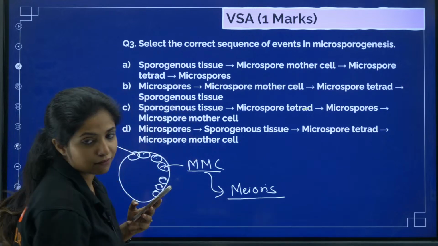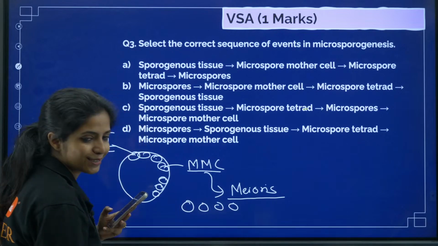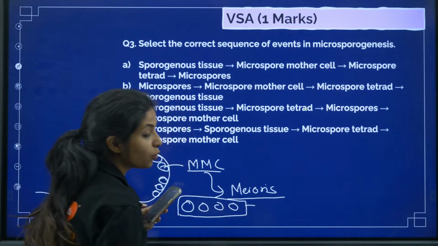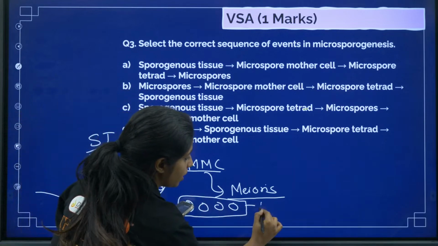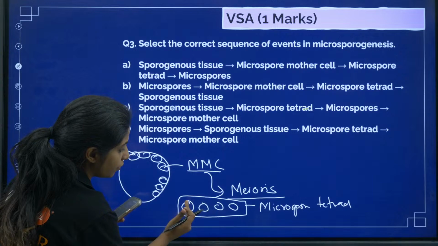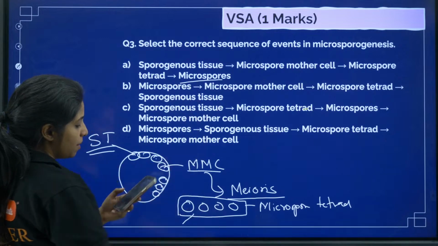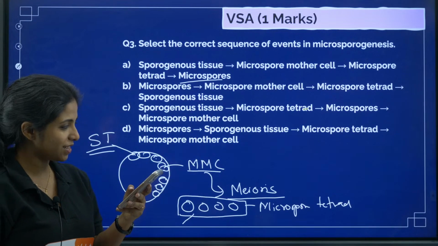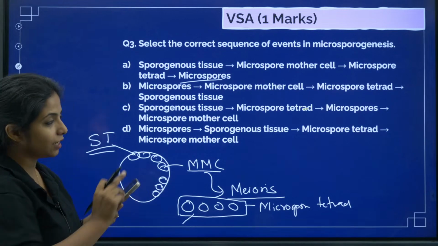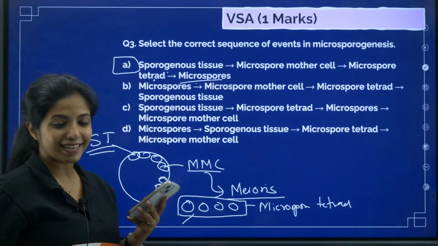They undergo reductional division to give what? 4 cells. And what are those known as? They are known as microspore tetrad. Tetrad means there are 4 of them. Now, if you think of them as separate things, this is separate, this is separate, this is separate, what do you call them? You call them microspores. Shagufta, meiosis, correct. So, as you said, you all got the answer correct. It is sporogenous tissue, then microspore mother cell, then microspore tetrad, and then microspores. This is the correct answer.